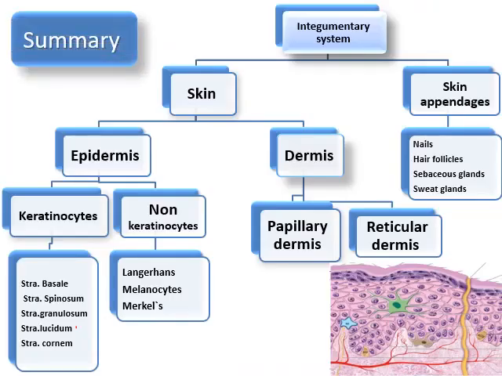Again, in summary, the integumentary system is formed of skin and skin appendages. Skin appendages are formed of nail, hair follicles, sebaceous gland, and sweat glands. Regarding the skin, it's formed of a superficial layer, which is epidermis, and dermis, which is the deep layer. Epidermis is formed of keratinocytes and non-keratinocytes. Keratinocytes are arranged in 5 layers, as we see here: stratum basale, spinosum, granulosum, lucidum, and corneum. The non-keratinocytes, as we said, are 3 cells: Langerhans cell, melanocyte, and Merkel cell. Regarding the dermis, it is divided into 2 layers: papillary dermis and reticular dermis.